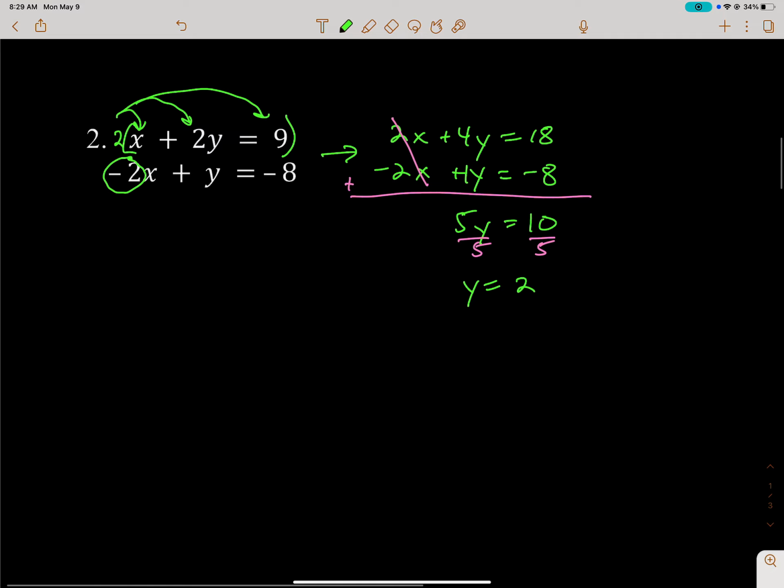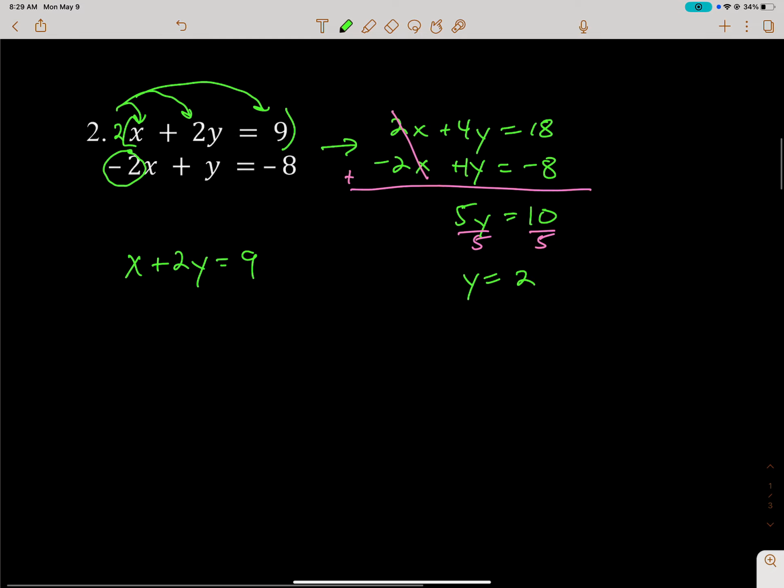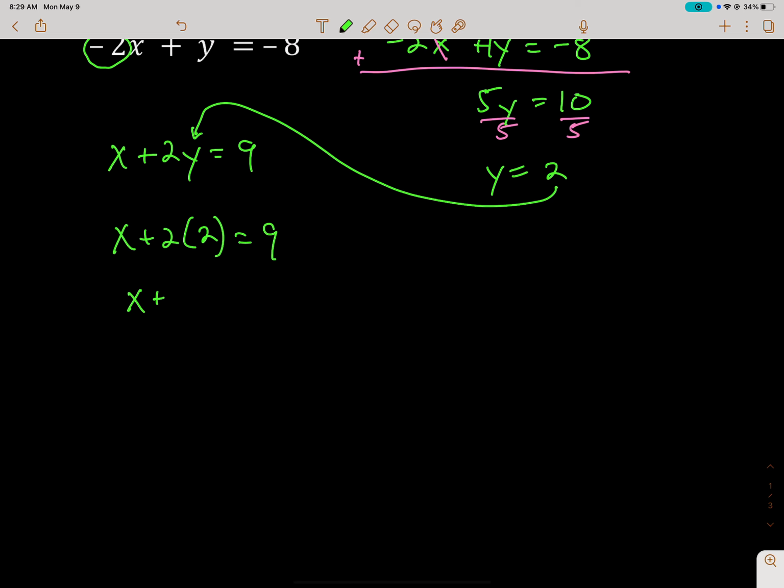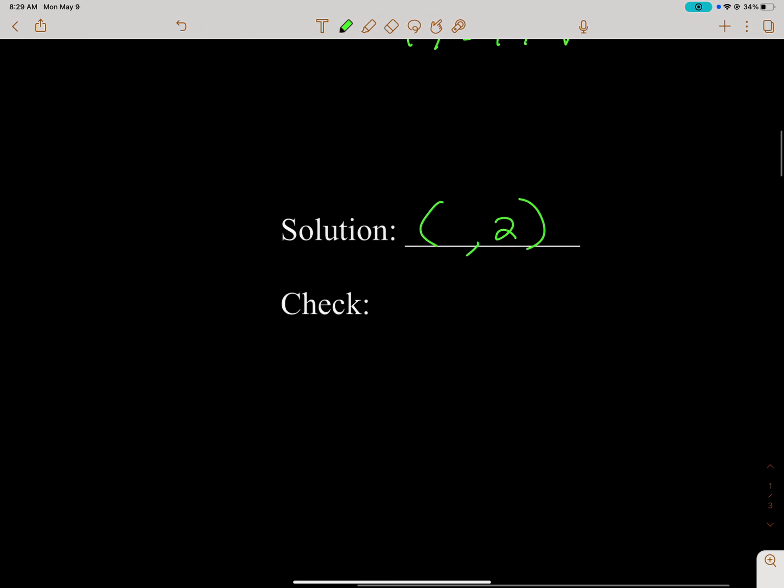And now I'm going to choose that first equation, x plus 2y equals 9. I'm going to plug the y in. So x plus 2 times 2 equals 9. So I take that 2 and plug it in for y, and now I can solve for x. So x plus 4 equals 9. If I subtract 4 off both sides, I end up with 5. So x equals 5. So then that's the solution.